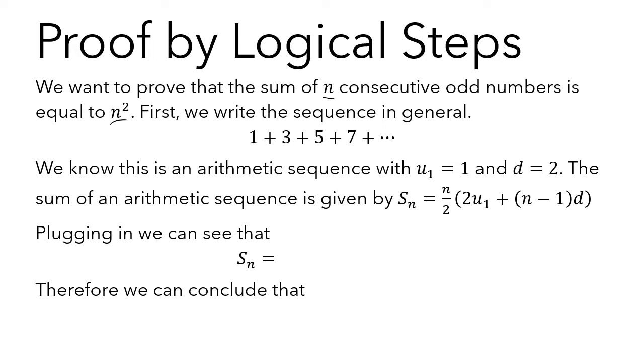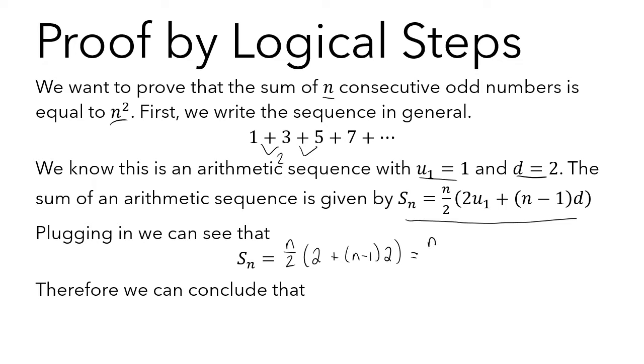So we know that this is actually an arithmetic sequence, and you'll notice between each term is just 2. So your first term is 1, and your common difference is 2. So we remember back to arithmetic sequences, and that the sum of an arithmetic sequence is given by this formula. So we can plug in the values that we know and solve for the sum. So this would be the sum equals n divided by 2 times 2, u1 is 1, so 2 times 1 is 2, plus n minus 1, and then d is 2.